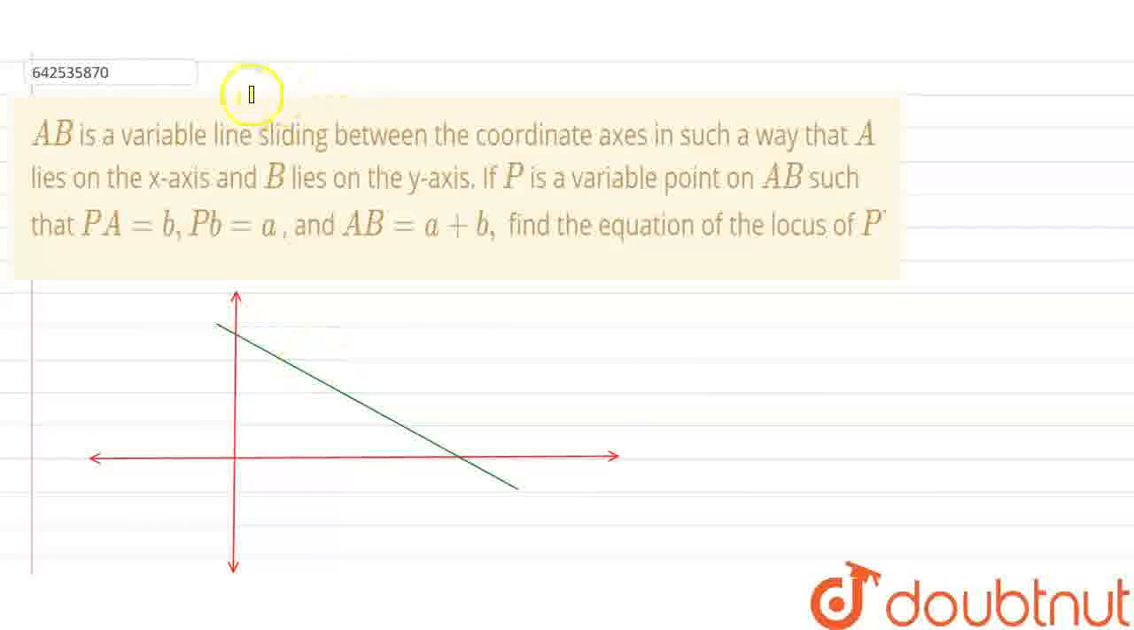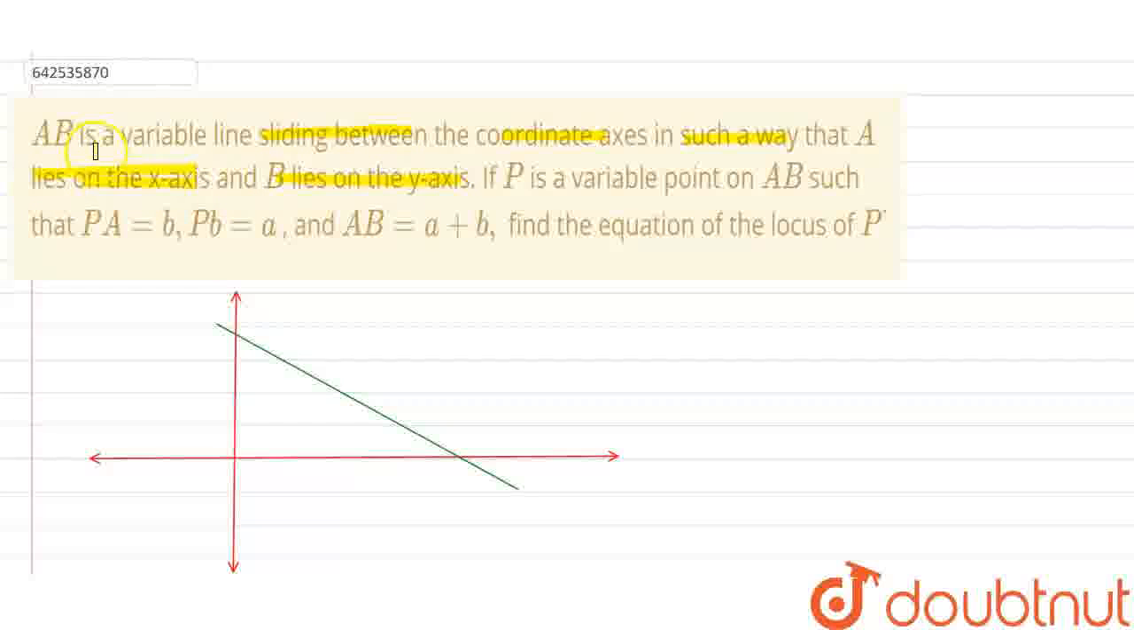So the question is, AB is a variable line. AB is a variable line sliding between coordinate axes in such a way that A lies on the x-axis and B lies on the y-axis.